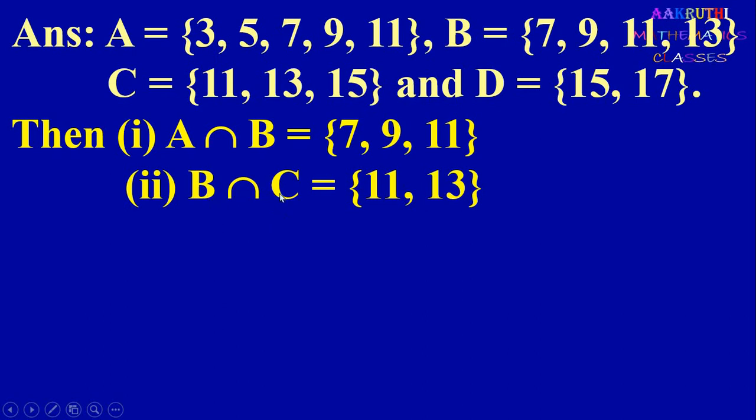Second question, it is B intersection C. Common element in B and C. Common element in B and C is 11 and 13.